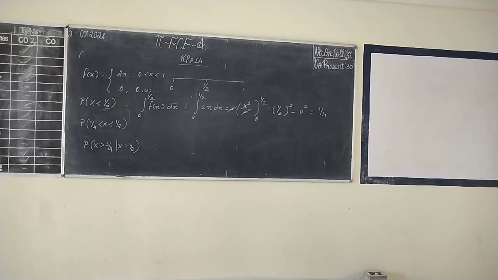So it should be less than 1 by 4, right? X value should be less than. Need not substitute. Now what is the question? Find all the probability values for x ranging from 0 to 1 by 2.